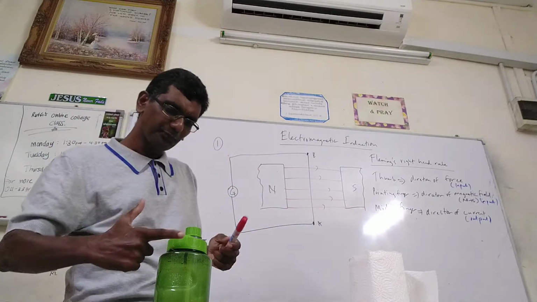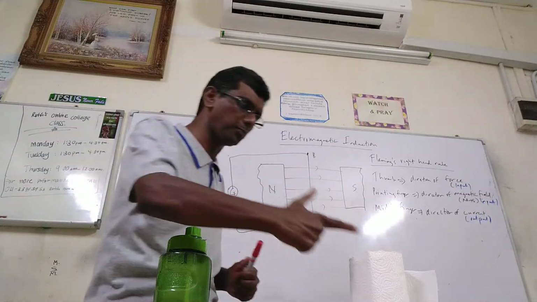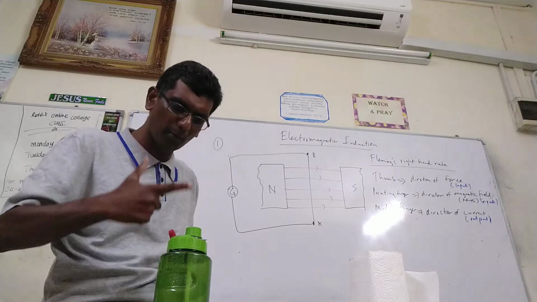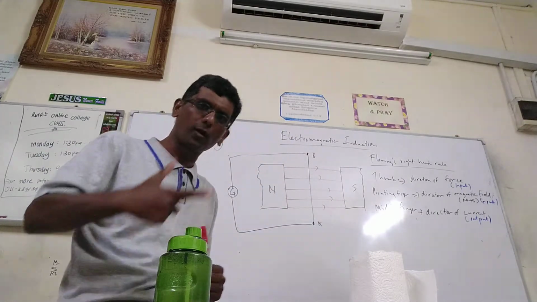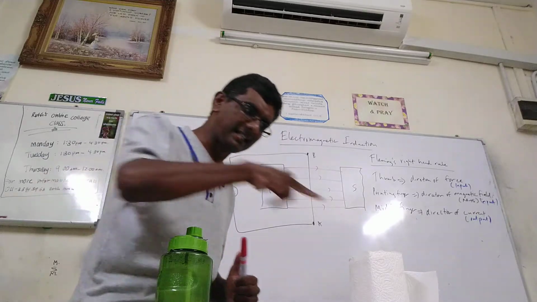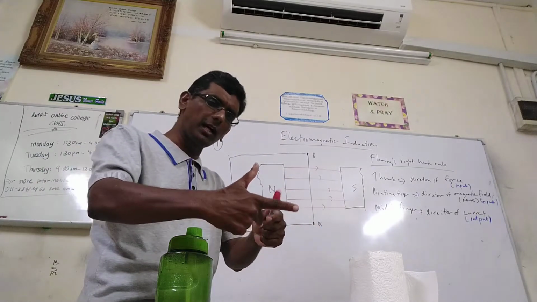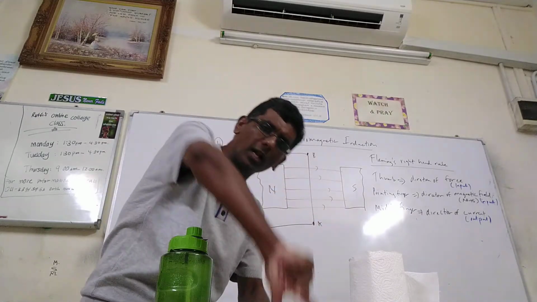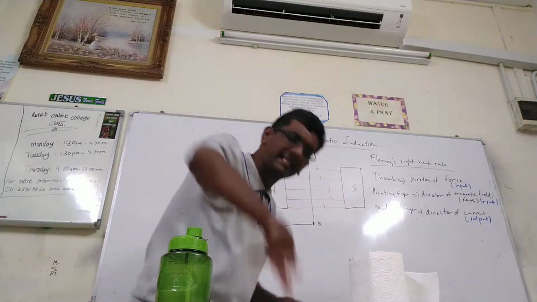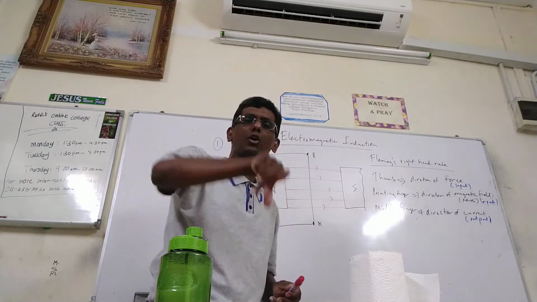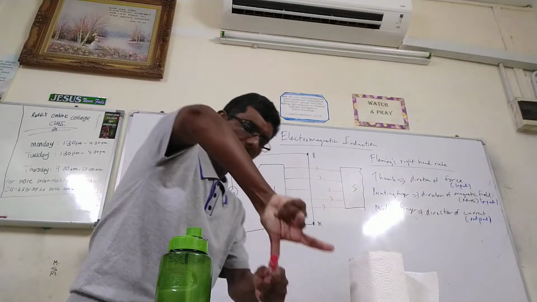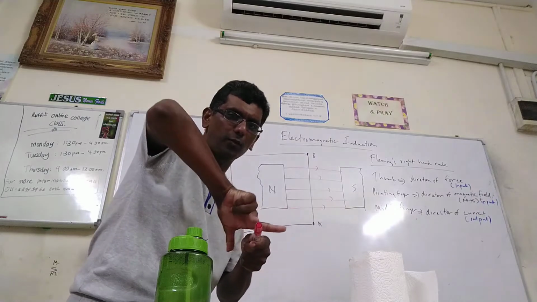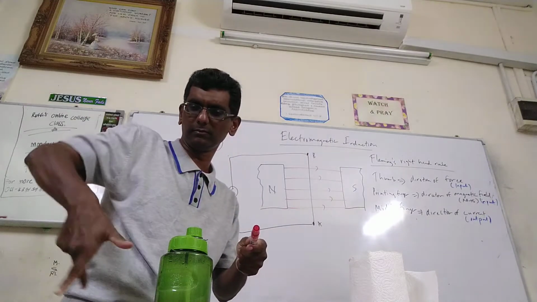The pointing finger always shows the magnetic field lines from north to south. This is the North Pole, this is the South Pole. The thumb shows force, like this, pulling down, cutting the magnetic flux. So the current is flowing this way.